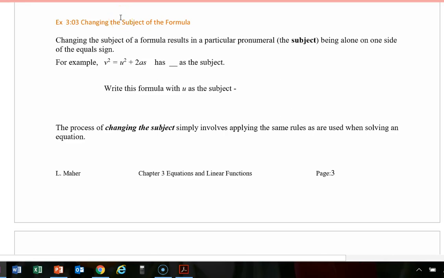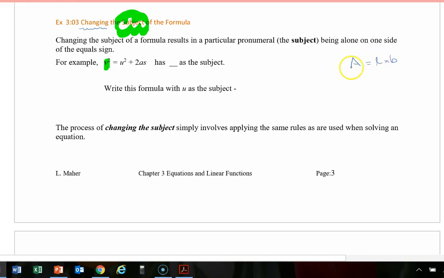In exercise 303, we're going to look at changing the subject of the formula. Now, to understand what this exercise is going to be about, you have to understand the words in the title. Hopefully, you've remembered that subject is just the letter at the front on its own. So when we write the formula A is equal to length times breadth, in that current format, A is the subject. What we're going to do in this exercise is change the subject.